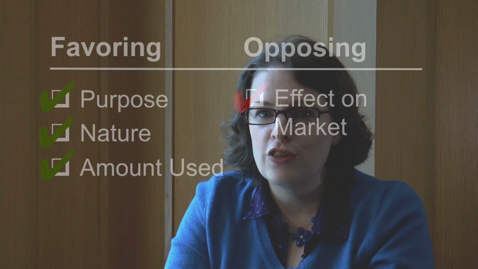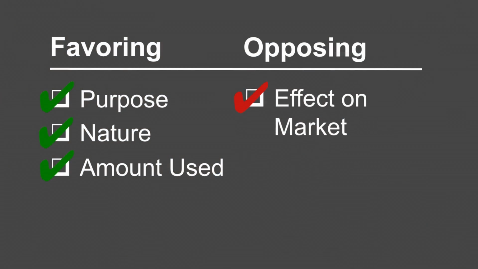The fair use checklist shows me a recap of the four factors, but I can't just count up the number of items favoring and opposing fair use to find my answer. I have to think about my analysis as a whole. The first three factors favor fair use, while the fourth may slightly oppose fair use.